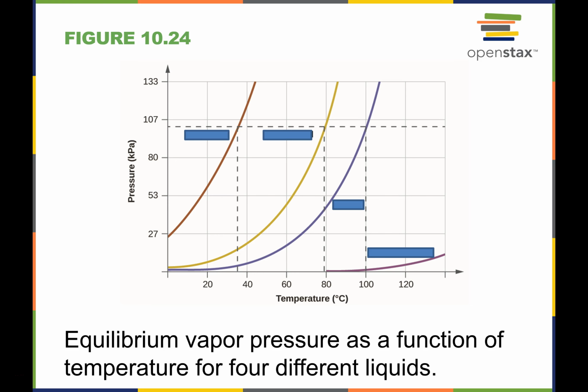But here's the curve for ethyl ether. Ethyl ether has the ability to hydrogen bond, and it's actually got an extra oxygen in it. So, ethyl alcohol, water, and ethylene glycol.